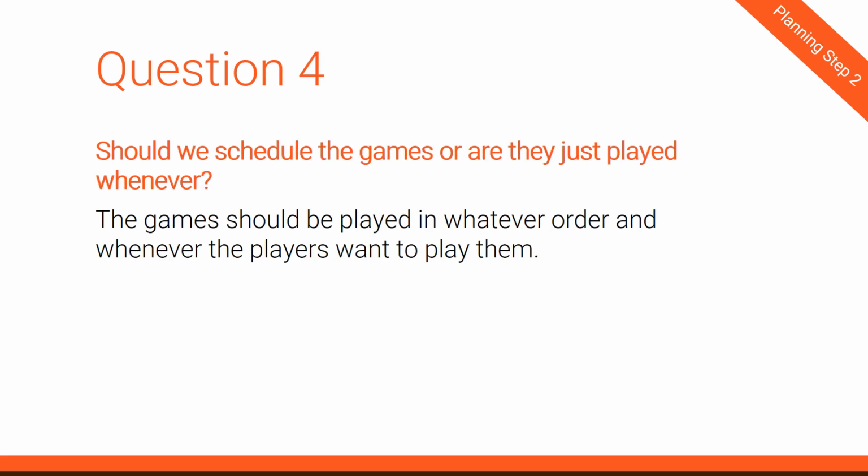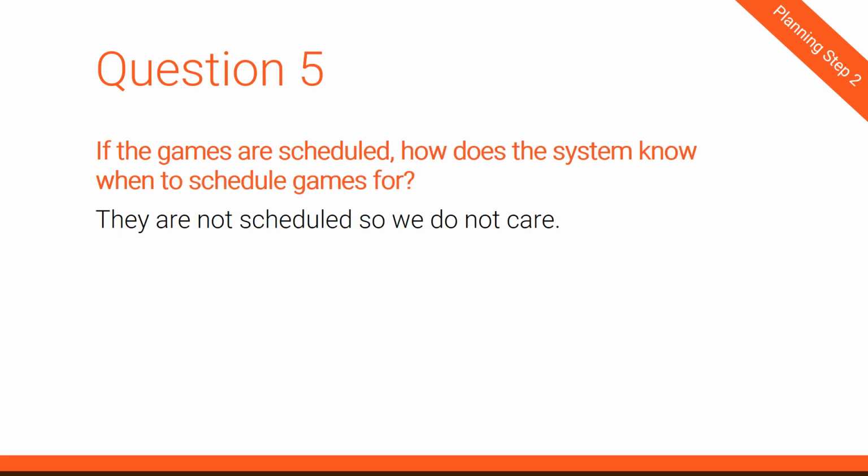Question number 4. Should we schedule the games or they play whenever? And the games should be played in whatever order and whenever the player wants to play them. So that answers that question for us. It also is going to answer one of the follow-up questions, and that is question number 5. If the games are scheduled, how does the system know when to schedule the games for? Well, we're not going to schedule it, therefore we don't care.